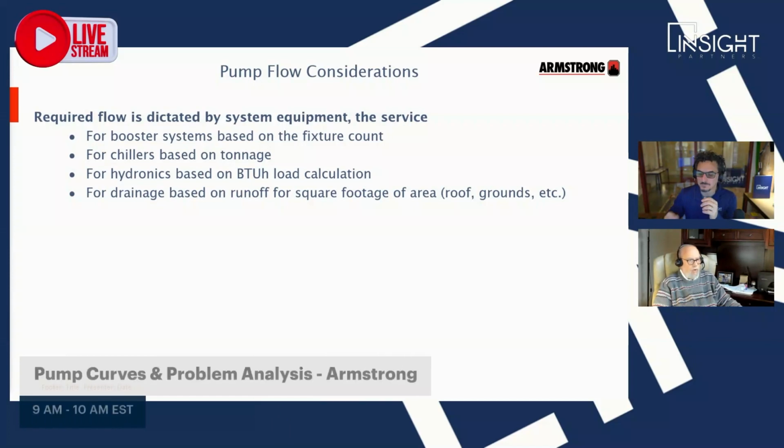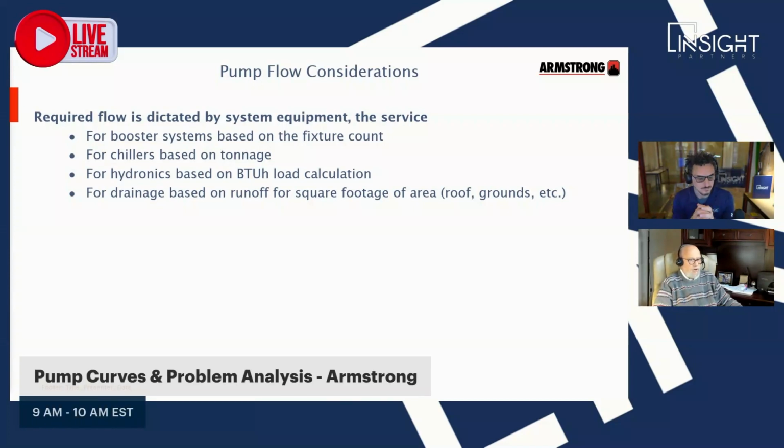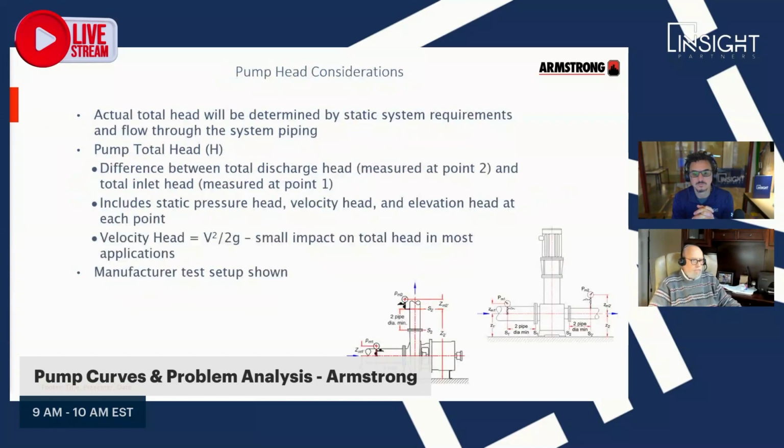For chillers and boilers, we're either looking at tonnage or we're looking at design delta T, given the heating output of a boiler. So it's based on that BTU load calculation. And if we're looking at drainage coming off a roof, or designing a sump pump, it's all based on square footage. So that's how we determine flow. That tells us the different flows that we need for different systems.